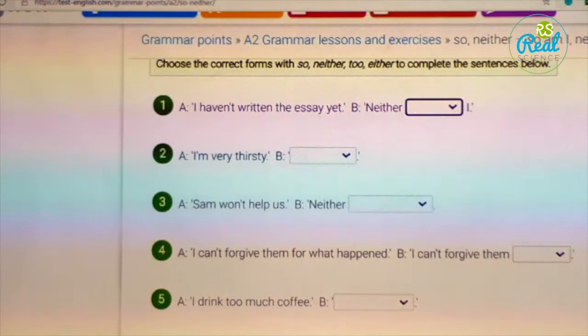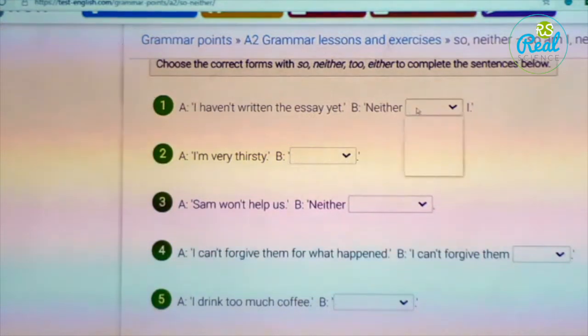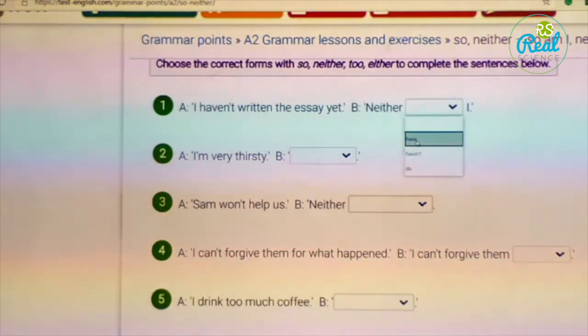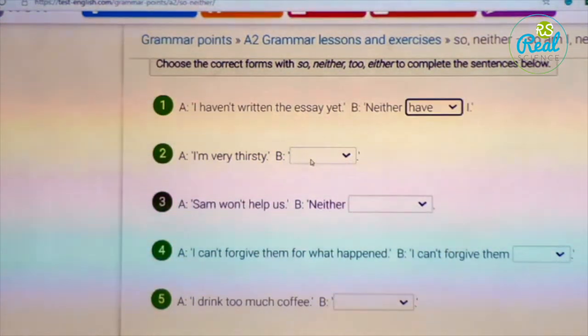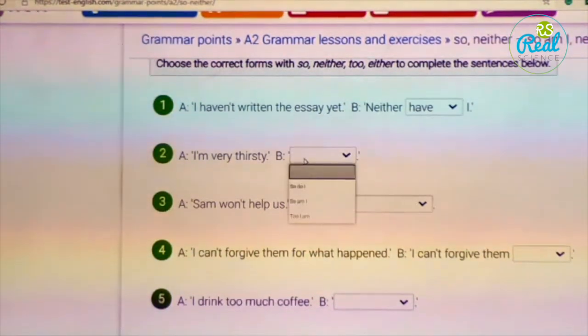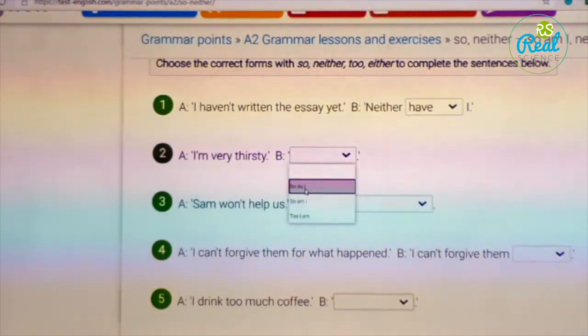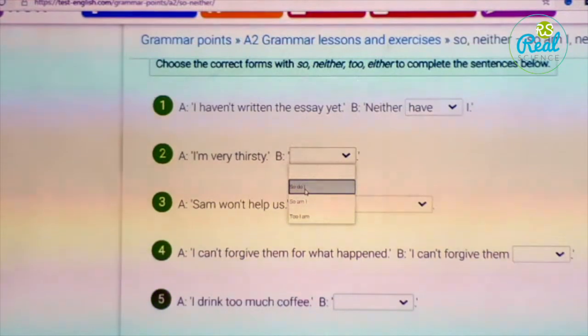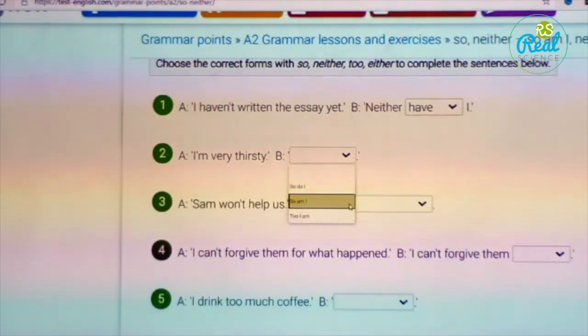Yes, read. Anastasia: I haven't written the essay yet, nor have I. Neither, okay, we will choose. Have. Which one? This one? Have. Okay, good, Anastasia. Next one. I'm very thirsty. So am I. Okay, nice.